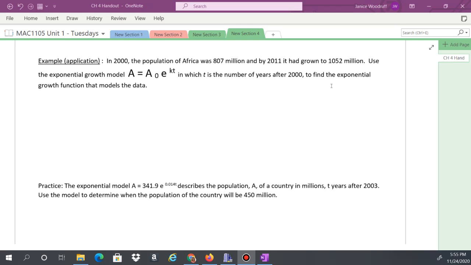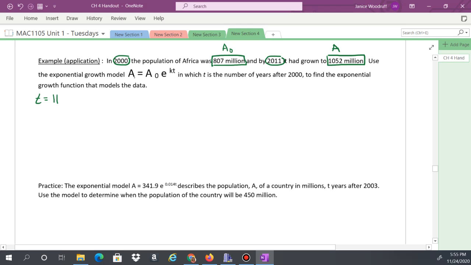That models the data. So A sub 0 is the initial amount, so the initial amount is this 807 million. The amount after time, that's your A, is this 1,052 million. Time is how long lapsed from the initial amount, 2000, to the after time amount, 2011. So our time is going to be 11 years, because between 2000 and 2011, 11 years passed. So we know everything except for the K.